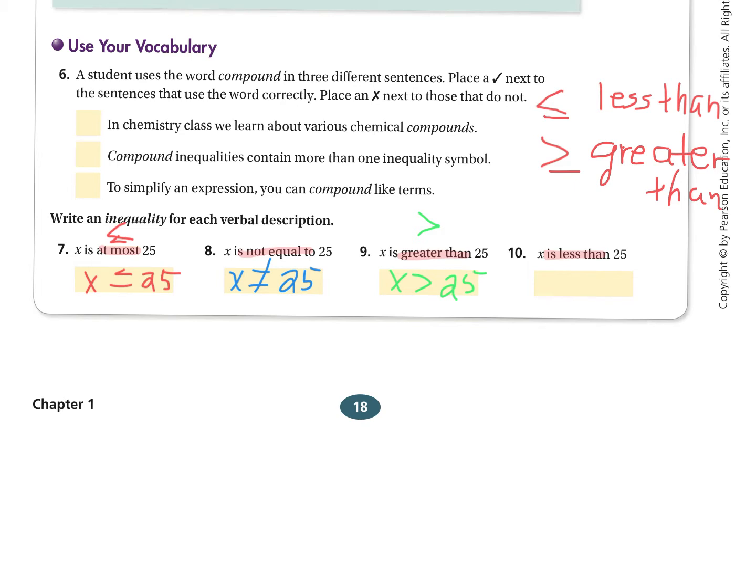So let me get a better color. So that means that you're going to go less than. The question is, does that include 25? Is 25 less than 25? No, so there will be no equals to. So X is less than 25. So there's a little review from Algebra 1-2.